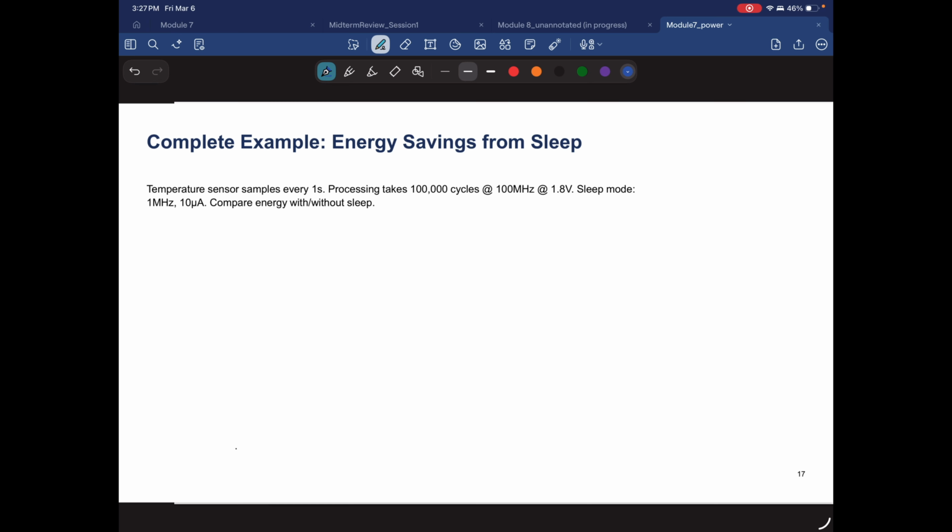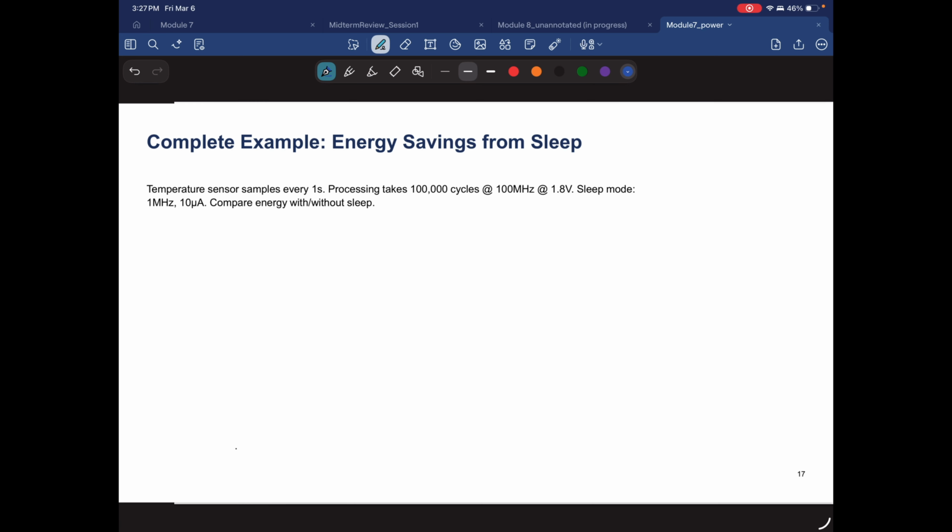So it's saying the temperature sensor samples every 1 second. Processing takes 100,000 cycles at 100 megahertz at 1.8 volt. And the sleep mode is at 1 megahertz with 10 microamp. Compare energy with and without sleep.